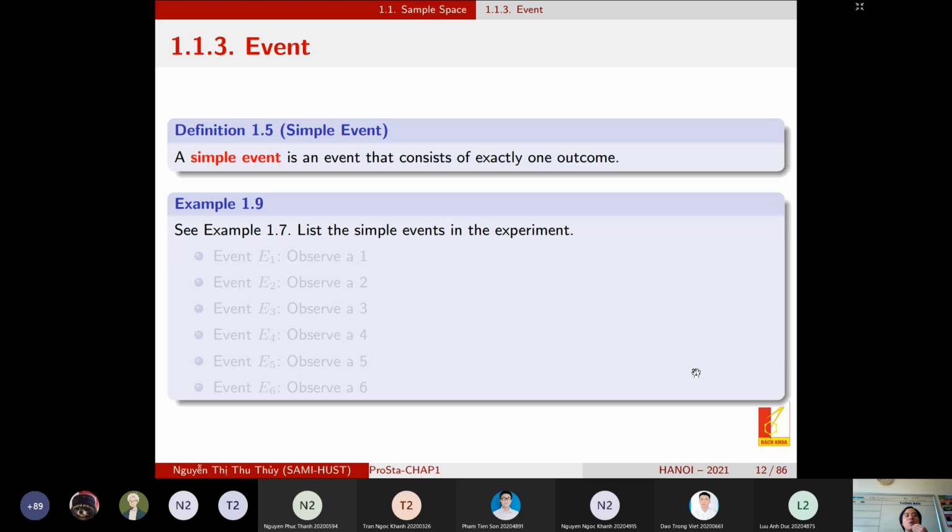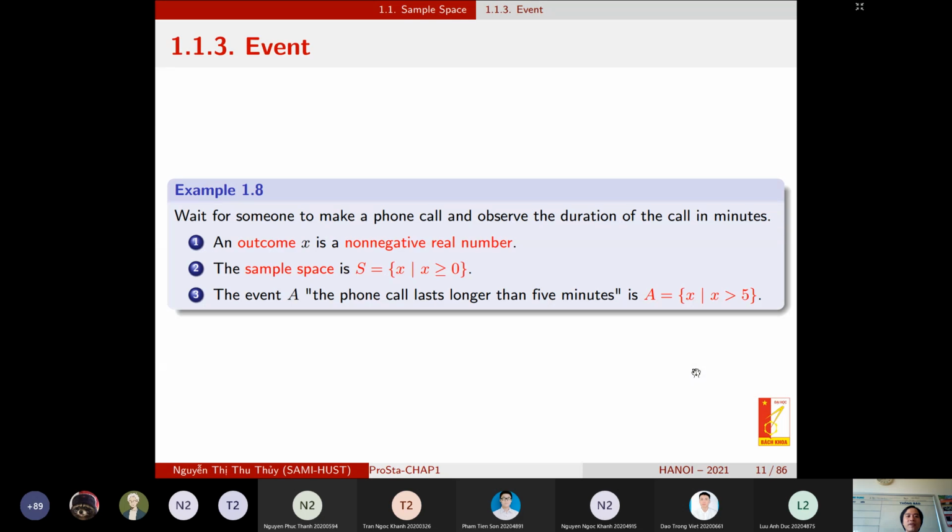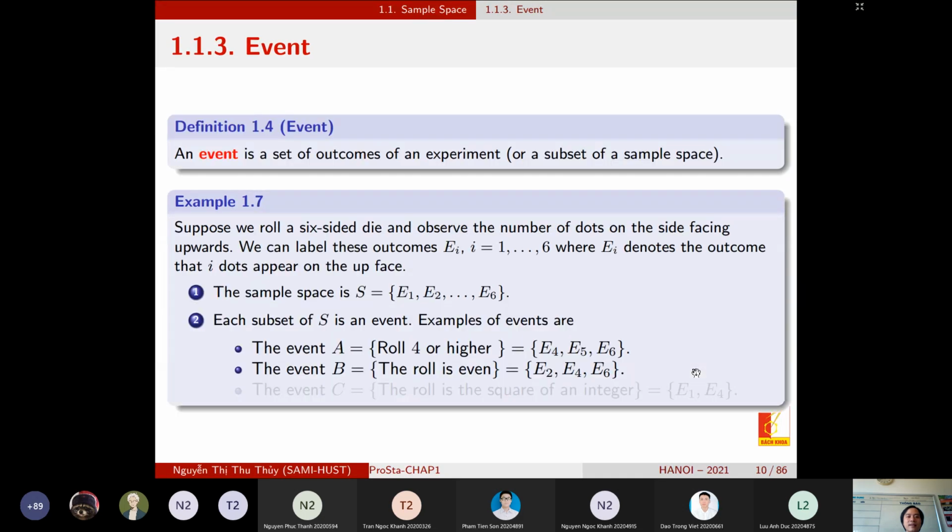So now we consider a simple event. A simple event is an event that consists of exactly one outcome. That means from E1 to E6 we have 6 simple events. But event A, event B, and event C are not simple events. They are just called events.